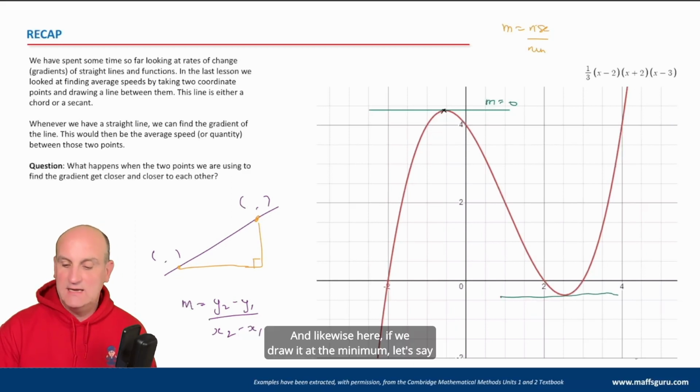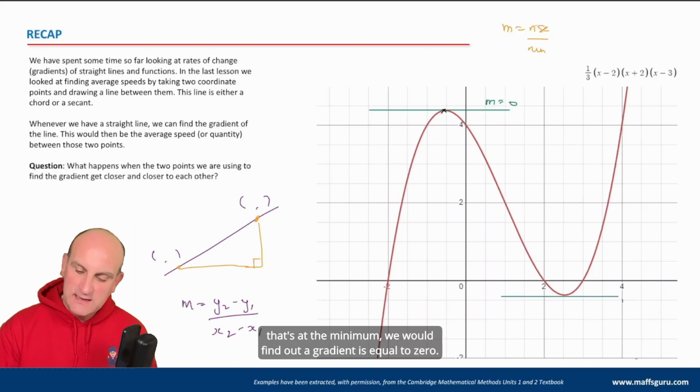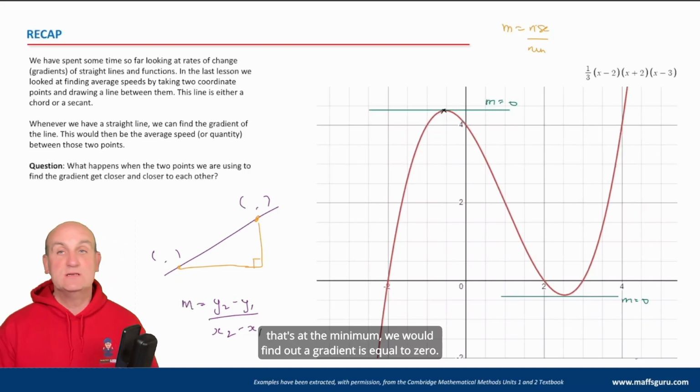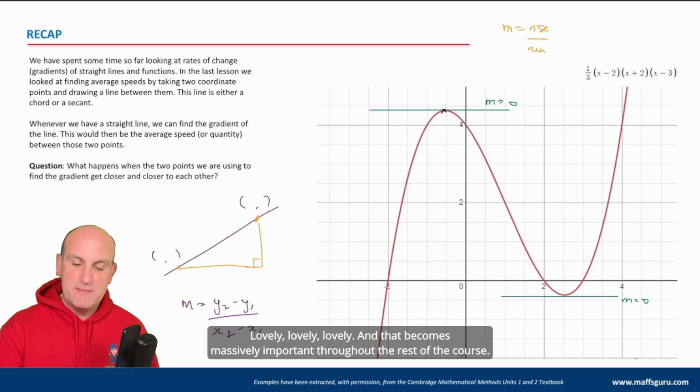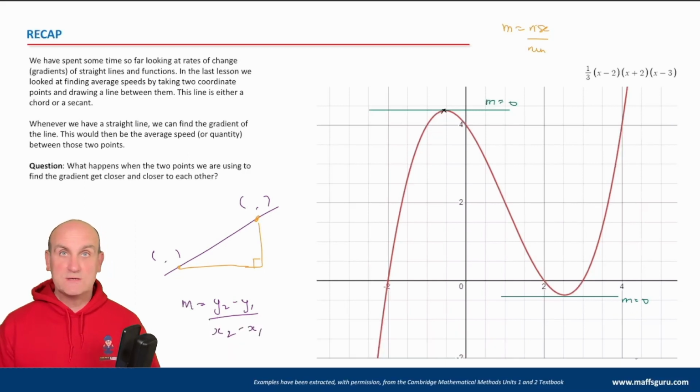And likewise here, if we draw it at the minimum, we would find out our gradient is equal to 0. Lovely, and that becomes massively important throughout the rest of the course.